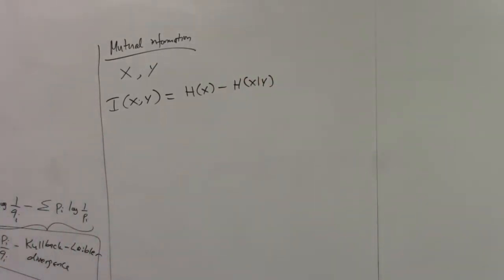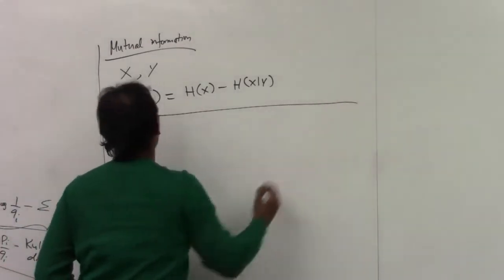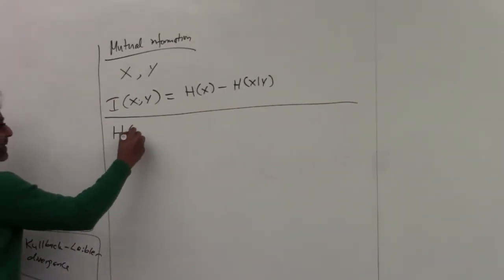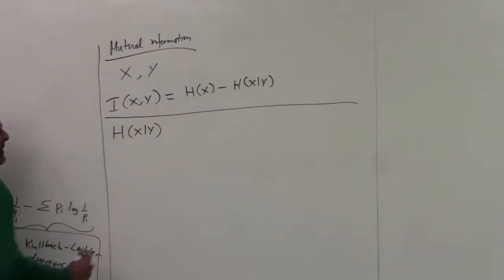So I realize I should have defined conditional entropy first. So maybe I should do that first. Let me first define conditional entropy. So what is conditional entropy? I know what entropy is. So what is the conditional entropy?